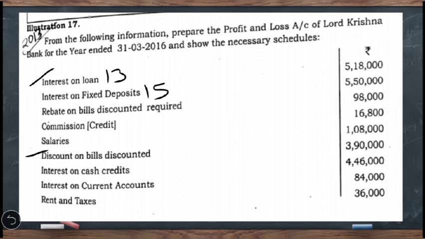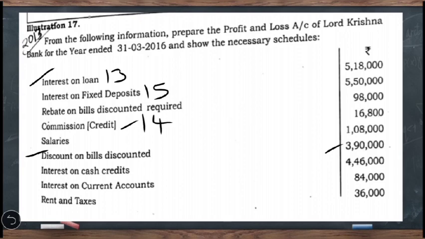Okay, from the discount on bills discounted we have total amounting to 3,90,000. From that we have to deduct rebate on bills discounted amounting to 98,000. So this adjustment has to be shown in note number 13 because note number 13 is regarding interest and discount earned. Okay, then the next one, that is commission, it is showing a credit balance. So nothing but it is again an income for the bank, but it cannot be shown in note number 13. It comes under other income, so it should be shown under note number 14.